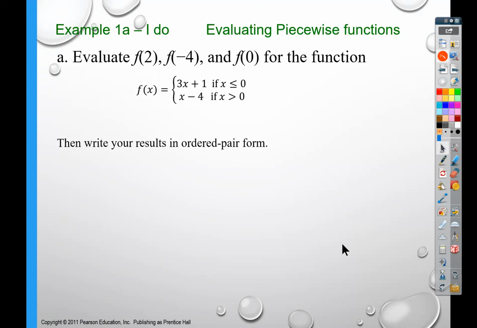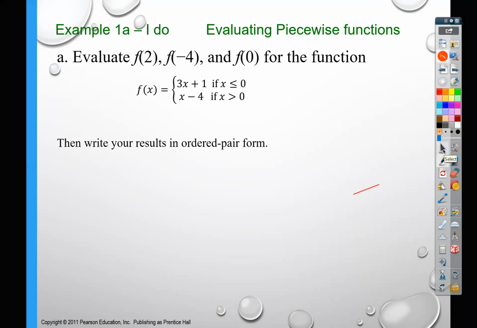Okay, so evaluate f of 2, f of -4, and f of 0 for the function f of x equals 3x plus 1 if x is less than or equal to 0, and x minus 4 if x is greater than 0. Okay, so here's what we're going to do. So f of 2. So that means that x is greater than 0 because x is 2. These are called domain restrictions right here. So basically you see where your x fits in, because it's f of x, right? If it's greater than 0, you're going to use this function. If it's less than or equal to 0, you're going to use the first function.